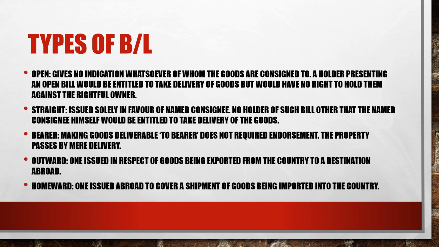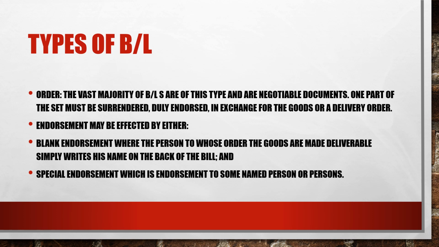An outward bill of lading is one which is issued in respect of goods being exported from the country to a destination abroad, and in contrast the homeward bill of lading is one that is issued abroad to cover a shipment of goods being imported into the country. The majority of bills of lading are the order type, which are negotiable documents. That is, one part of the set must be surrendered, duly endorsed, in exchange for the goods or a delivery order. Endorsement may be effected by either a blank endorsement, where the person to whose order the goods are made deliverable simply writes his name on the back of the bill, or a special endorsement, which is an endorsement to some named person or persons.